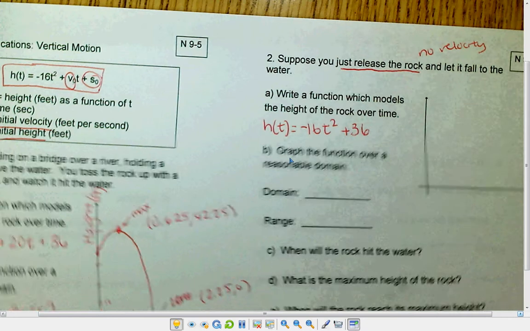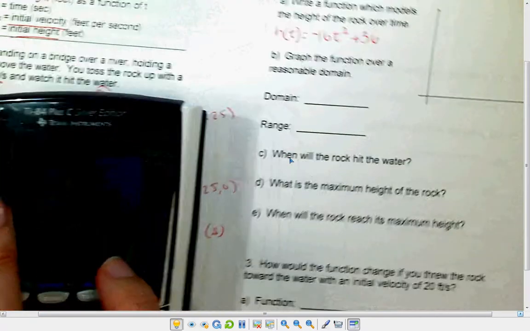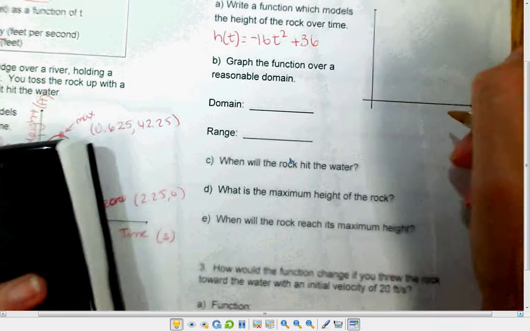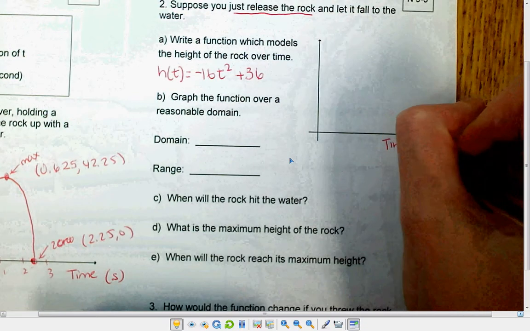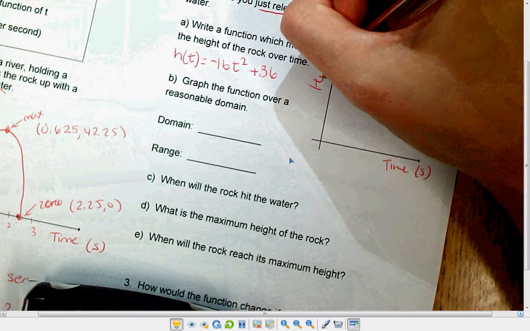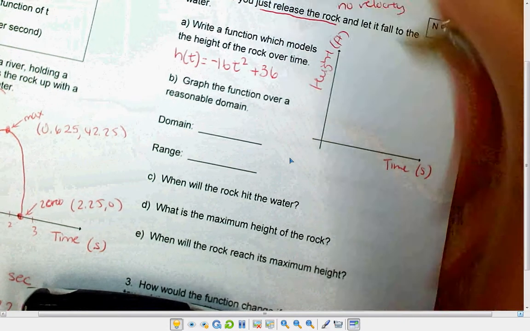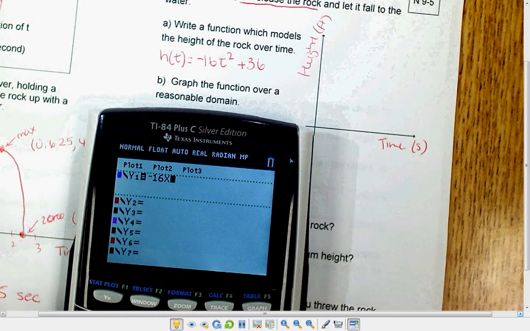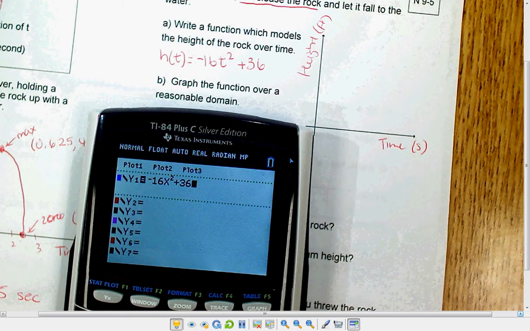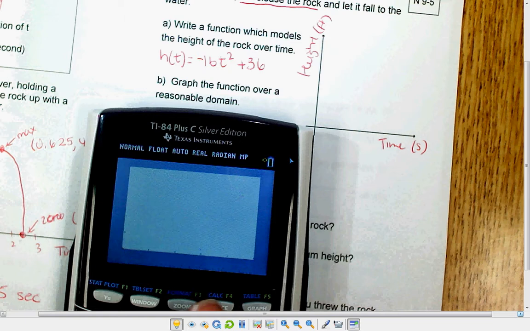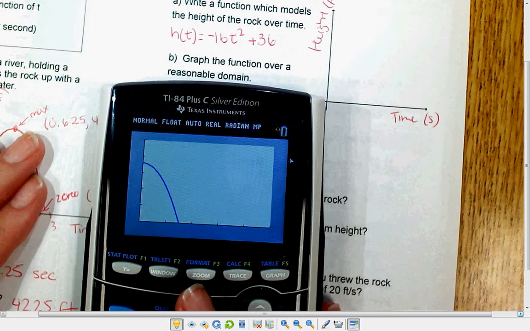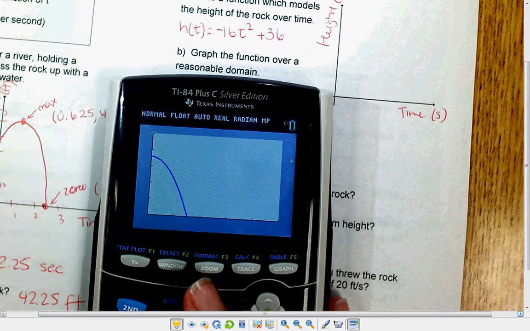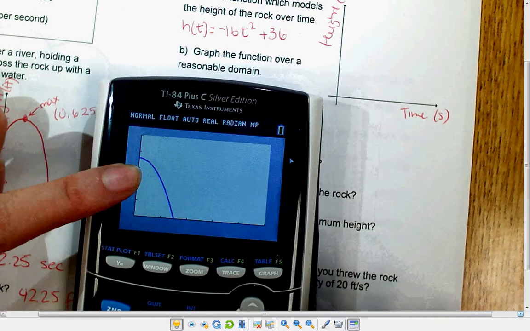Now let's graph it. So just like before, we have time in seconds, height in feet. And now we're going to plug this into our y equals negative 16x squared plus 36. This is now my y1. Let's just graph it and see if we can use our same window from before. It looks like we can. So we're just going to use this to draw our graph.